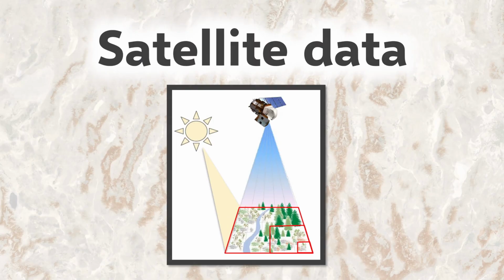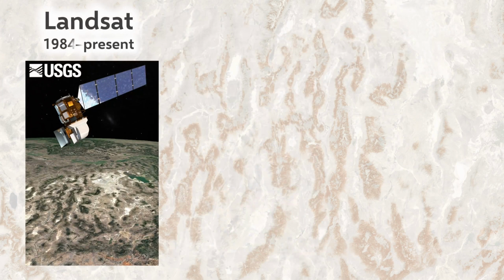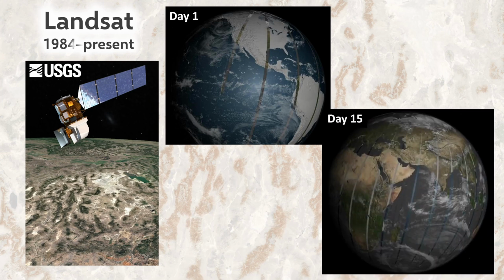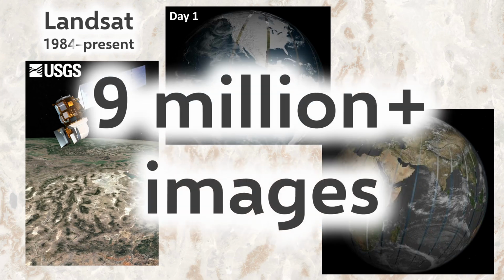We'll start off at a high level, looking at the satellite data. Our satellite data come from the Landsat program, which is a joint program between the U.S. Geological Survey and NASA, and has been surveying the Earth for over 36 years. It covers the globe every 16 days, and you can see what these coverages look like on day 1 and day 15 of any cycle. It's been doing this for 36 years, and that's a lot of images. In fact, in September, they surpassed 9 million images in the Landsat archive.